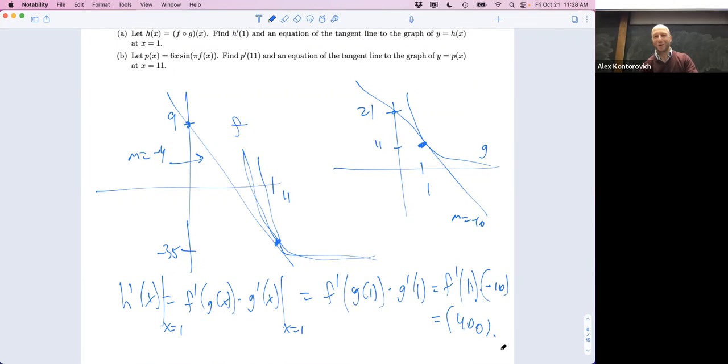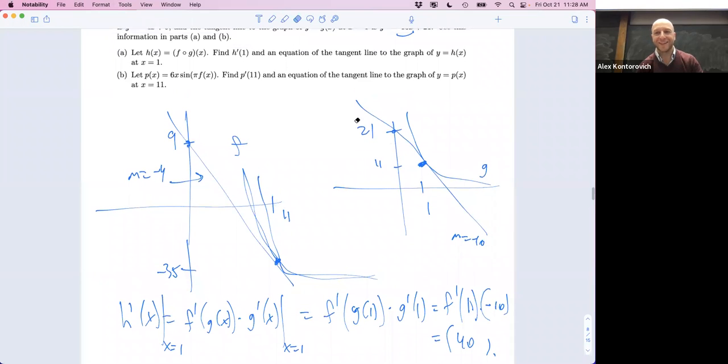Four times 10 is 400? No. I'm losing my mind. Negative 4 times negative 10 is 40. And then I multiplied by another 10 for some ungodly reason. Okay, let P be this other thing. Any questions on part A? Chain rule together with the information given to us.